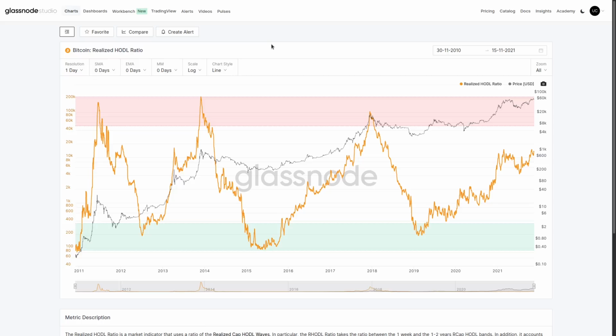Now, on the converse, new speculators, new weak hands, people who are only just entering because the news was hyping up Bitcoin, generally get characterized by the 1-week-old coin bands. So what the RHODL ratio does is take the ratio between how many coins are young and how many coins are old. And at the very bottom of these market cycles, this is saying that the maximum number of old hands have coins. So we have flushed out all the speculators and only the smart money remains.